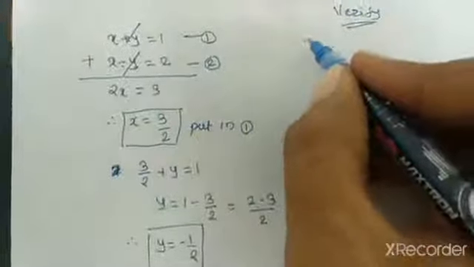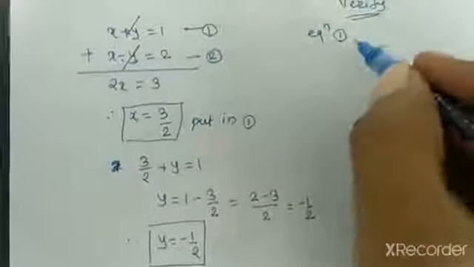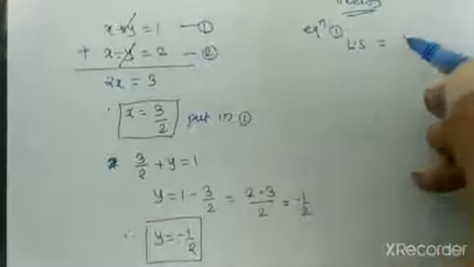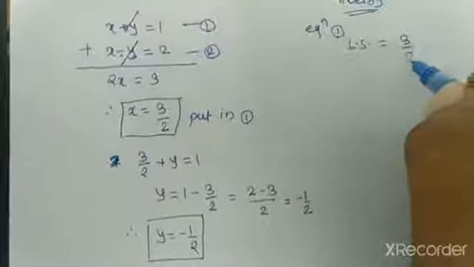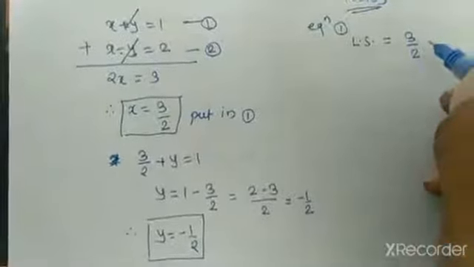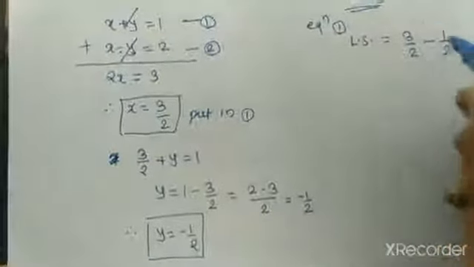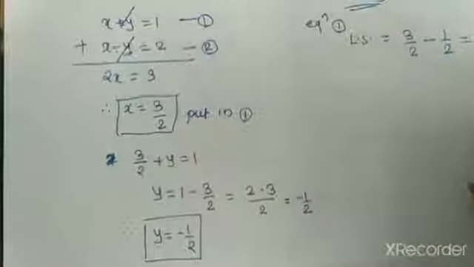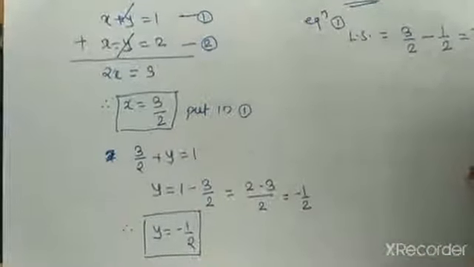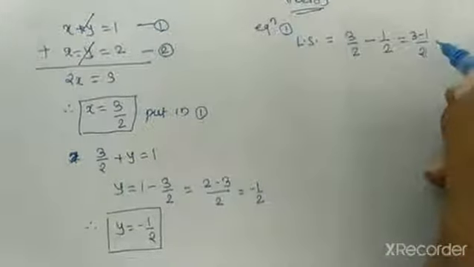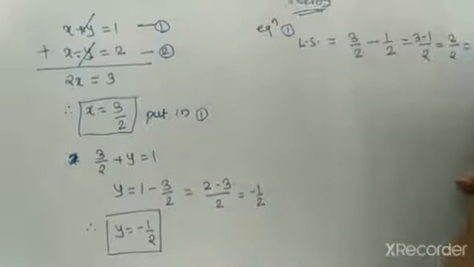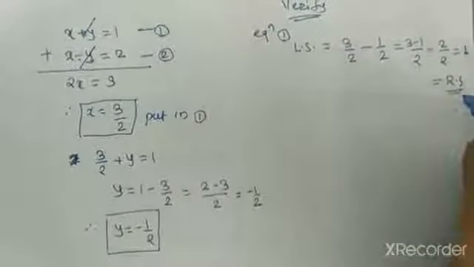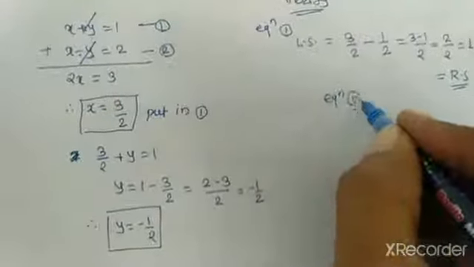Now in equation 1 consider the left side. Left side is: x value is 3 by 2, y value is minus 1/2. Okay, plus minus, so we get 3 minus 1. The denominator is the same, which can be written as 3 minus 1, which is equal to 2 by 2, which gives 1, which is the right side. So equation 1 is satisfied.